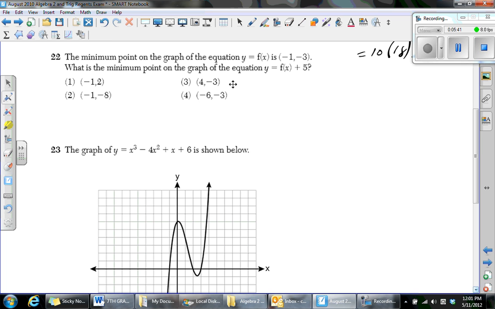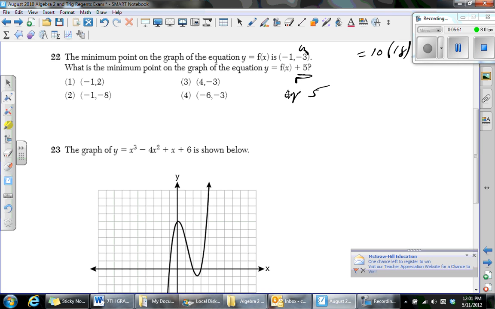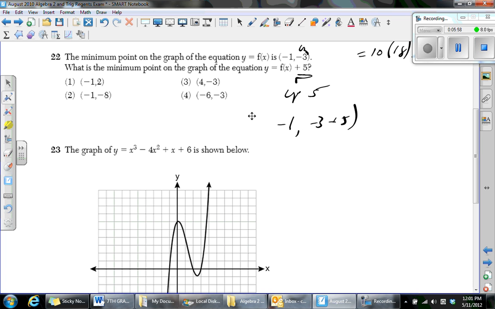Alright, if you have a point, this rule means we're going to go up 5 units. So that means we're going to take that y value and increase it by 5 units. So we have negative 1, negative 3 plus 5 gives us negative 1 comma 2. Good.